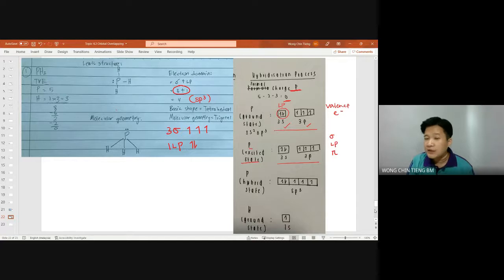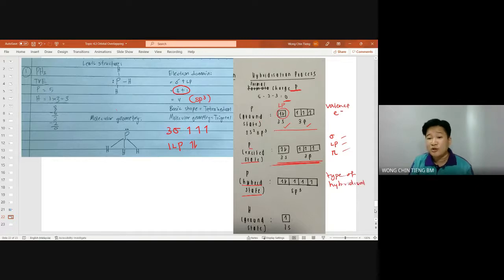Duduk diam-diam. So ground state kepada excited state kekal. That's why I chose this question. Nak tunjuk bahawa dia kekal. And moving to your hybrid state. Kalau tadi excited state kita tengok 3 kawan ni. Hybrid state kita akan tengok type of hybridization seperti yang kita bincang.